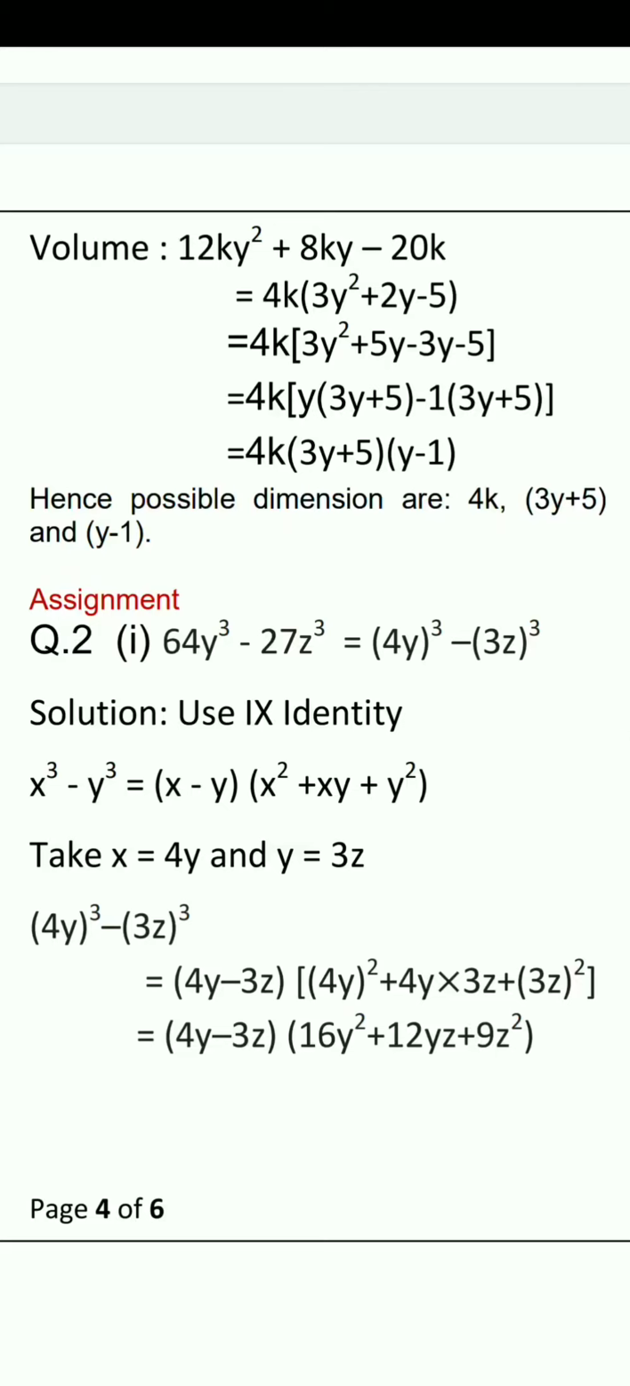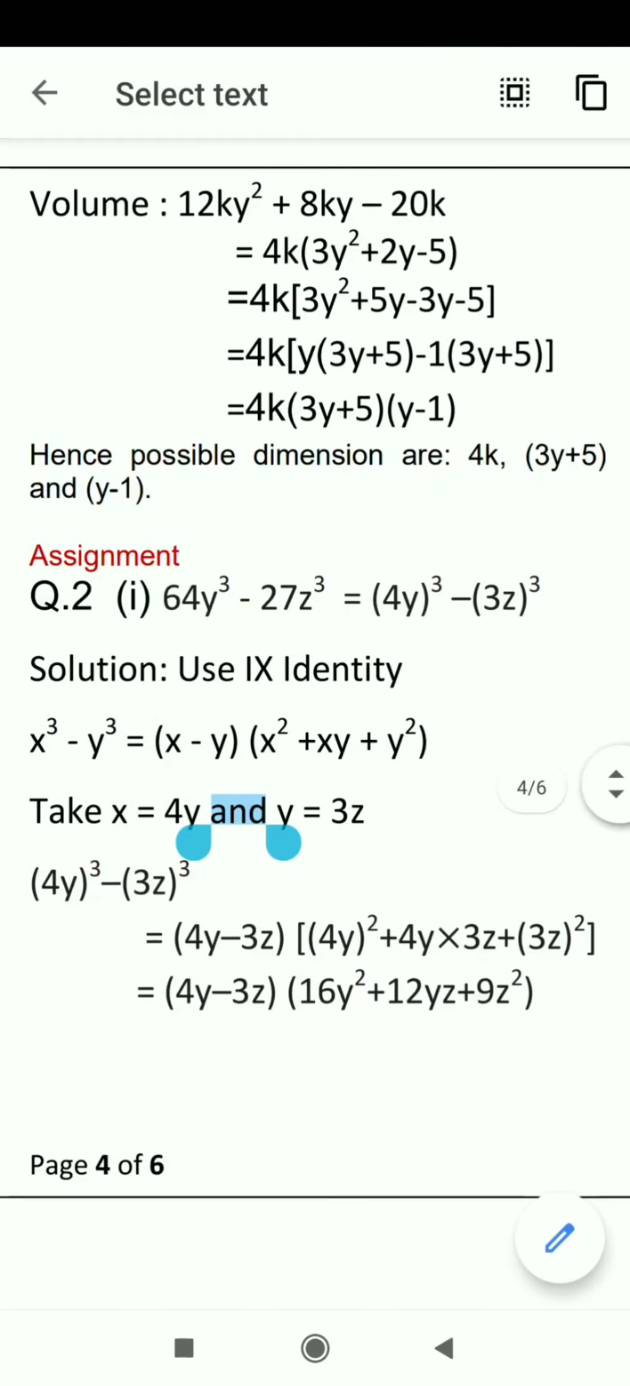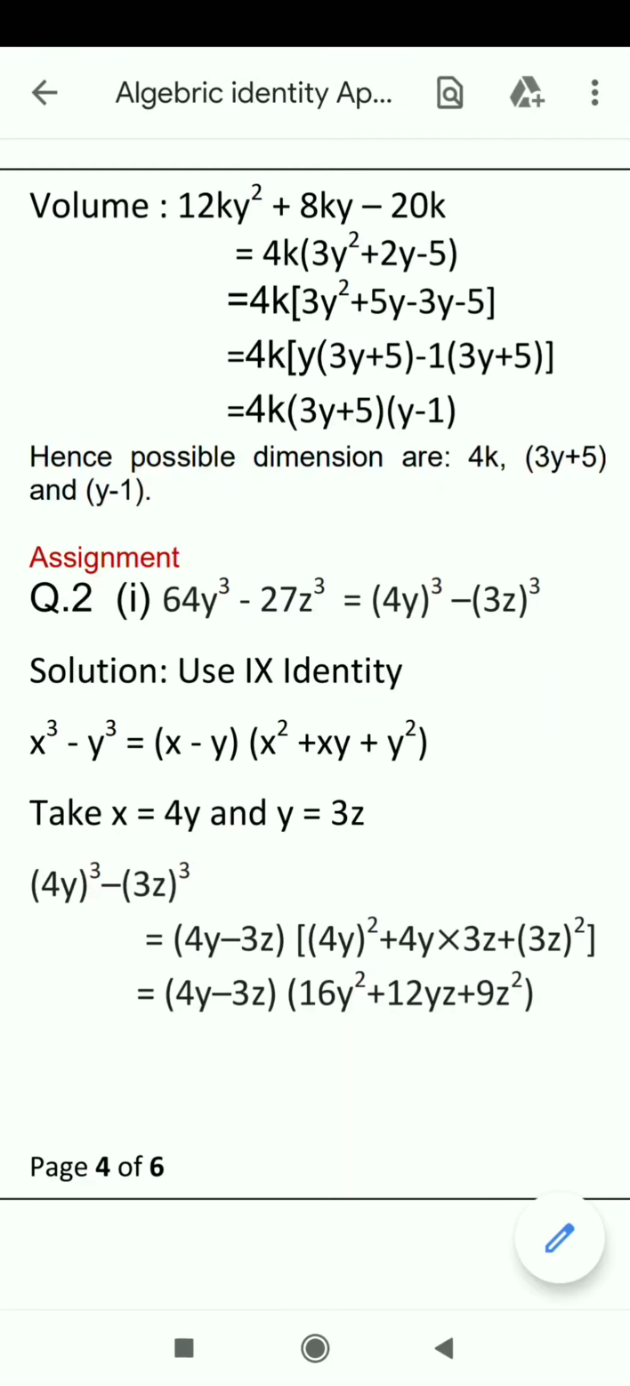Now from 3y square plus 5y, y is common. So take y common. 4k will remain the same. y into 3y plus 5, minus 1 is common, 3y plus 5. So 3y plus 5 is common, and y minus 1 is left in the other bracket. So we will get it here. The dimensions are 4k, one dimension, second dimension 3y plus 5, and third dimension y minus 1.